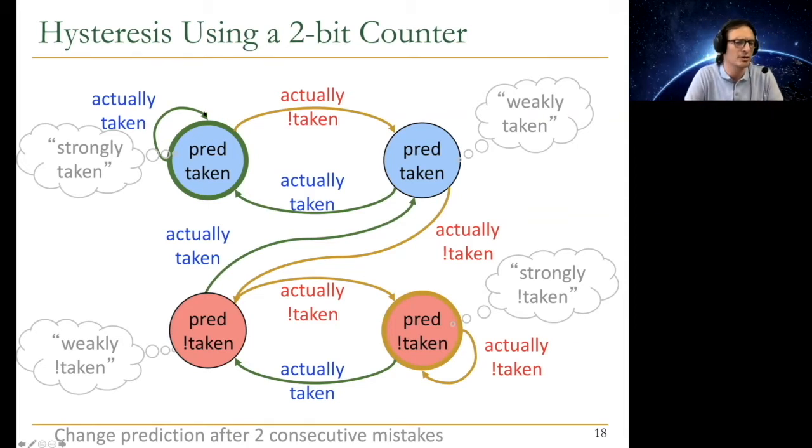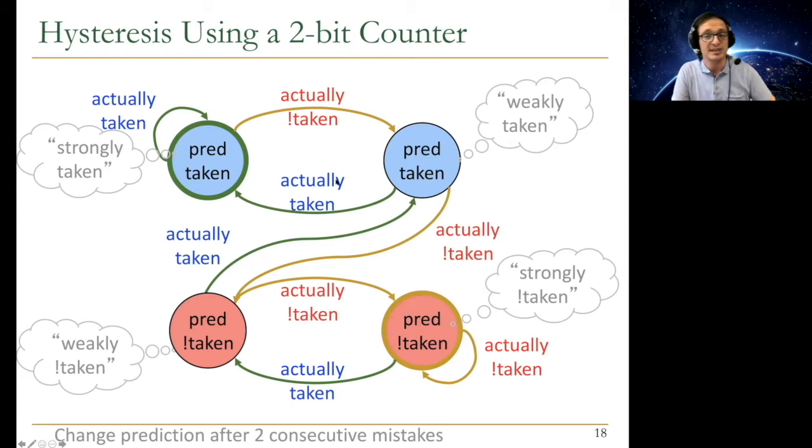So here you're strongly confident that the branch is predicted taken because you've seen a lot of evidence for actually taken. Here you're strongly confident that the branch is actually not taken because you've seen a lot of evidence. So it will take more time to change your prediction. That's why these are called strongly taken and strongly not taken, and these are called weakly taken and weakly not taken states. Basically, you change the prediction after two consecutive mistakes if you're in a strong state. You change the prediction after one mistake if you're in a weak state, if you will.